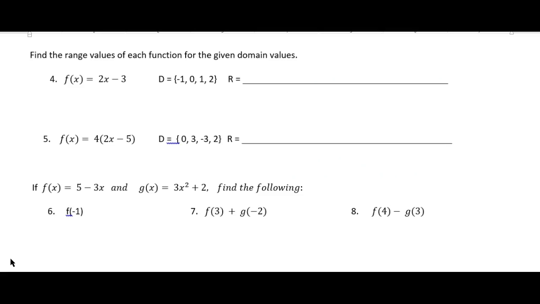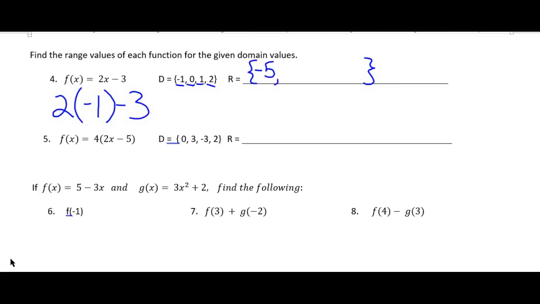Find the range values of each function for the given domain values. So we have a function f of x right here. Our domain, these are our inputs, -1, 0, 1, and 2. We're going to plug each one of those in separately, work this problem 4 times, and get 4 separate answers. So if I plug in a -1, 2 times x minus 3, with a -1 in there, multiply that out, 2 times -1 is -2, minus 3 gives us -5.